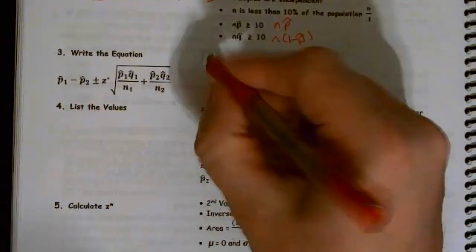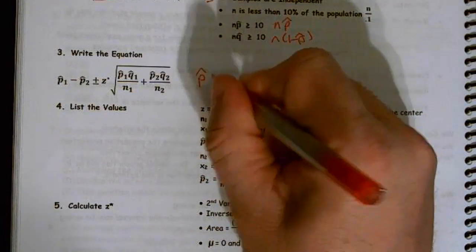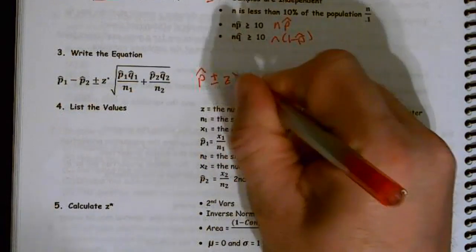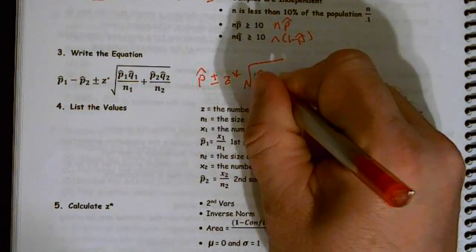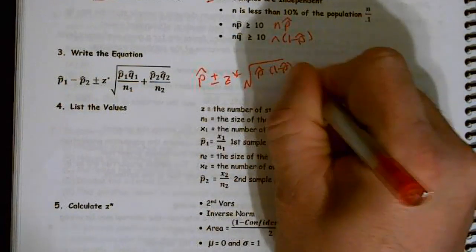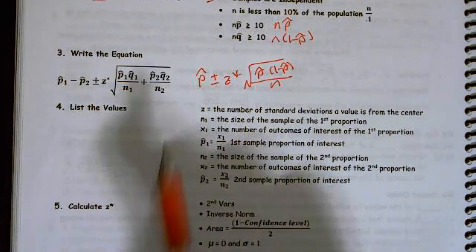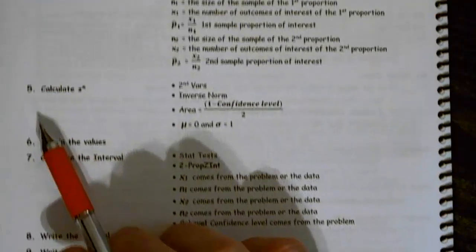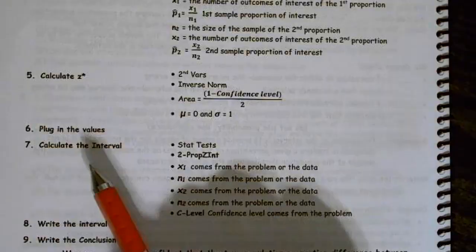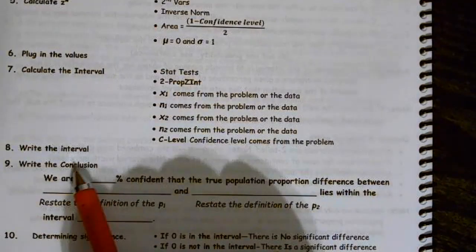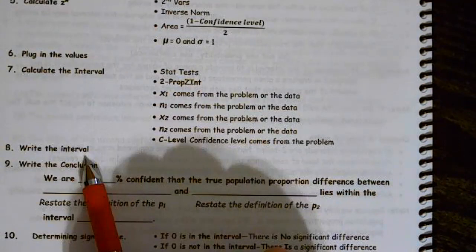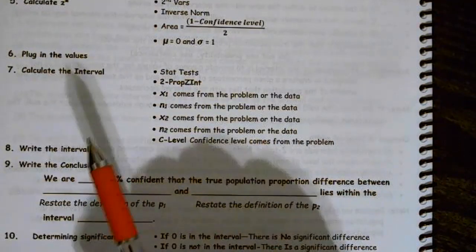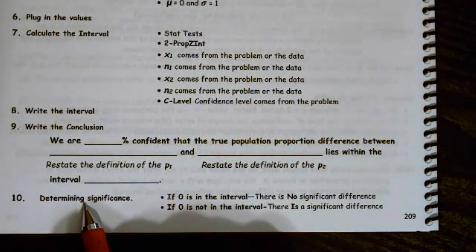Our formula used to be p hat plus or minus z star times the square root of p hat times 1 minus p hat over n. Well, we got a little more complicated because now we have two, so this will be our new formula. Calculating z star, exactly the same as we've always done. Plug our values in, run it through the calculator, write the interval, write our conclusion. Number 10 is a little bit different, and we'll deal with that when we get there. So let's go ahead and run one of these.